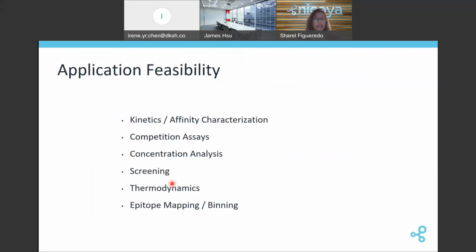Several applications are feasible with SPR. Researchers use it to measure kinetics and affinity. They run competition assays, concentration analysis. They're able to screen a vast library of proteins and antibodies. They can run thermodynamic experiments and even epitope mapping and binning.